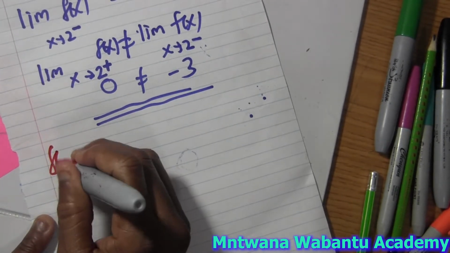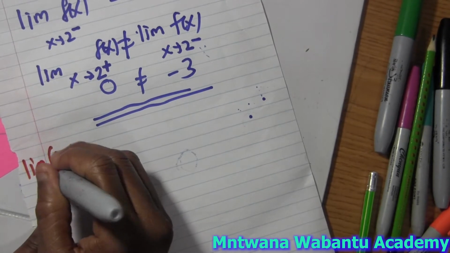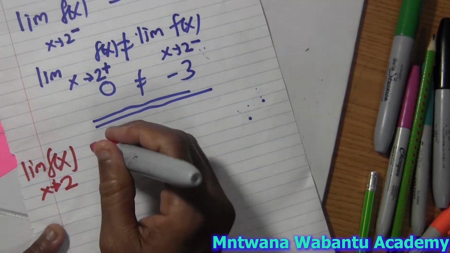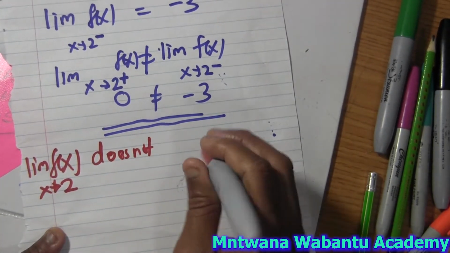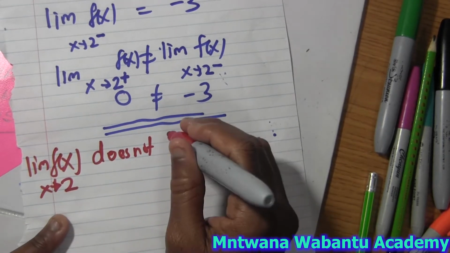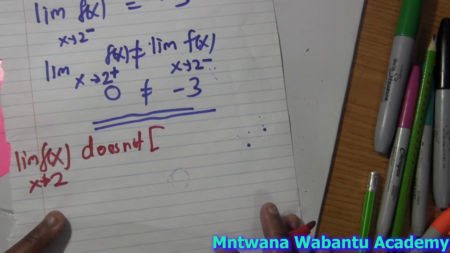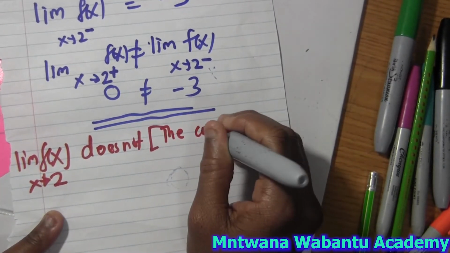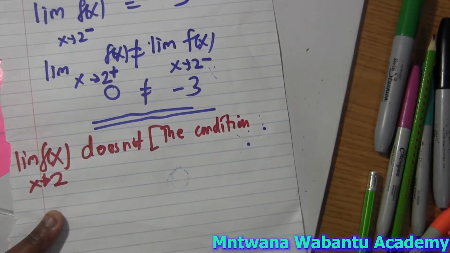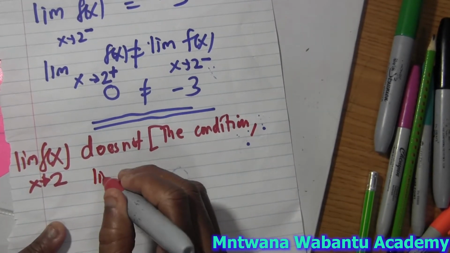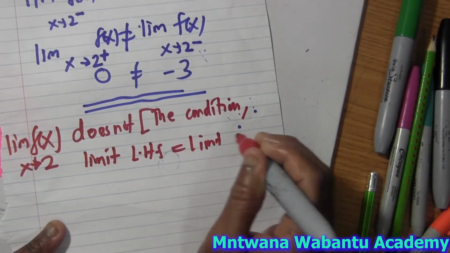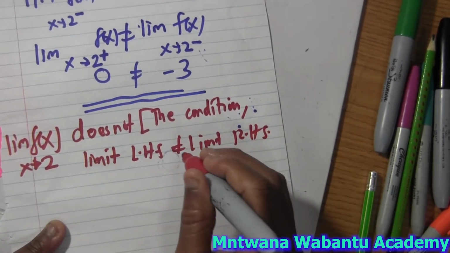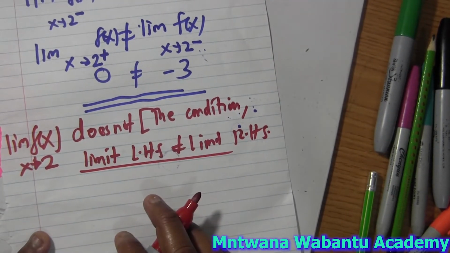So now we say f of x, whereby the limit as x approaches 2, does not exist. Doesn't exist. You know what I'm saying? What I mean is that there is a condition which has not been met. We know the condition of a limit that is not met: the limit on the left-hand side must be equal to the limit on the right-hand side, but it is not equal.